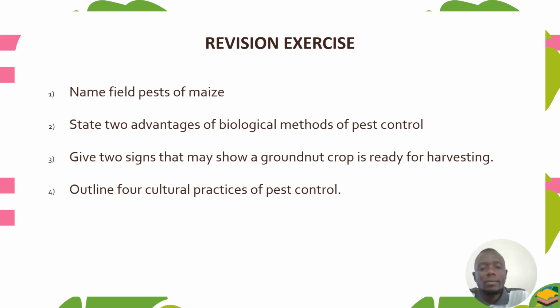Then state 2 advantages of biological methods of pest control. What are some of the advantages if you are using biological pest control methods? Just state 2. Then give 2 signs that may show a groundnut crop is ready for harvest. How can you know that the groundnuts are ready for harvesting? Then the last one: outline 4 cultural practices of pest control.